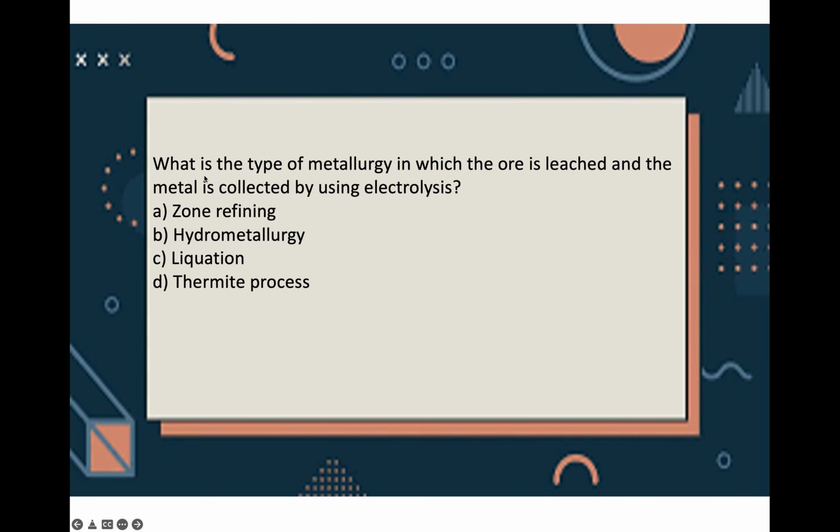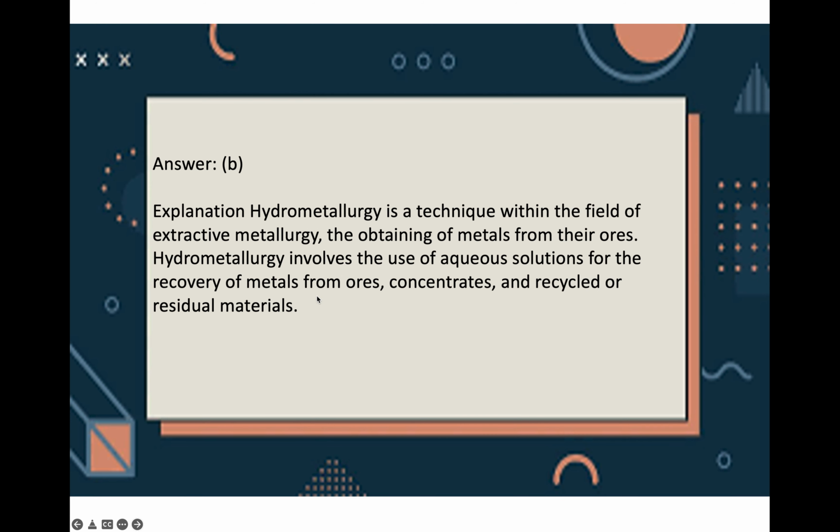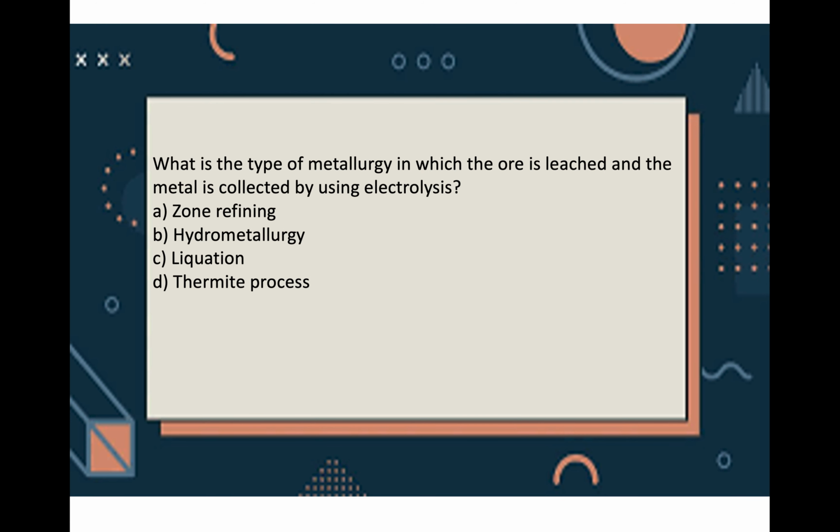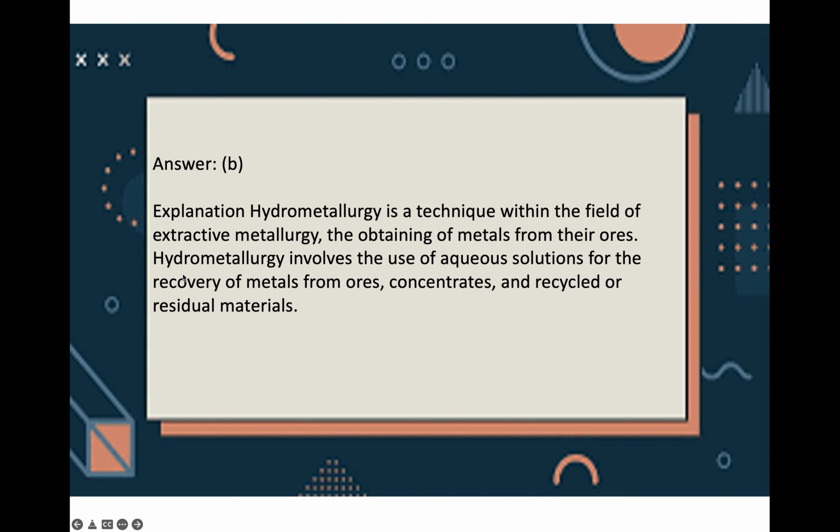Okay, now coming on to the next question. What is the type of metallurgy in which the ore is leached and the metal is collected by using electrolysis? A is liquation, B hydrometallurgy, C liquefaction, and D thermite process. Okay, the correct option is B hydrometallurgy. What is hydrometallurgy? It's a technique within the field of extractive metallurgy for obtaining metals from their ores. This process involves the use of aqueous solutions for the metal recovery from ores and concentrates and recycled or residual materials. Okay, now B is the correct option.